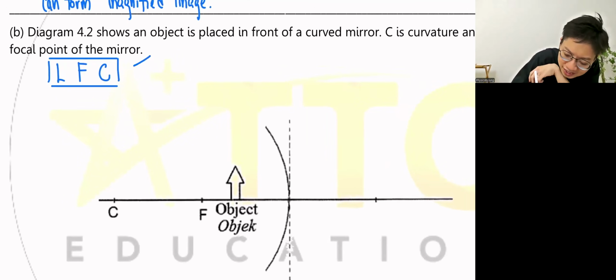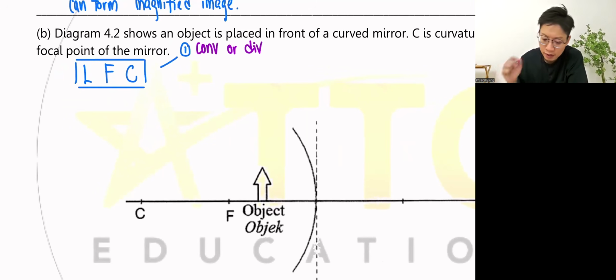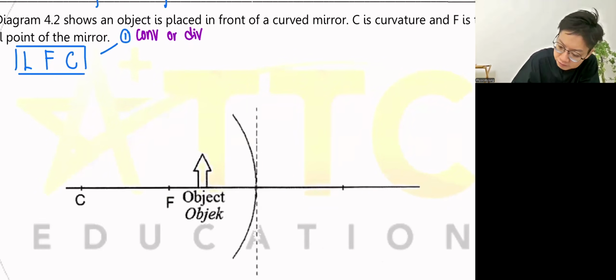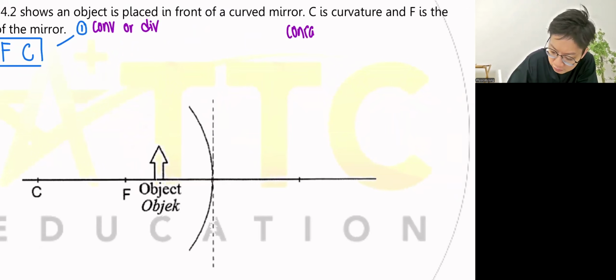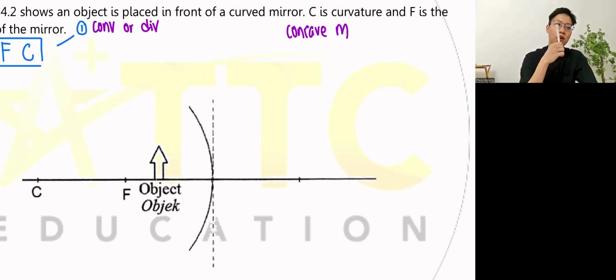Remember guys, first step is you have to think whether it is converge or diverge. Okay, so now guys, this is a concave mirror. Test your concave mirror is converge or diverge. Half the people will be wrong one. Guys, concave mirror will converge or diverge? Converge, diverge, converge, converge, diverge, converge. Converge.